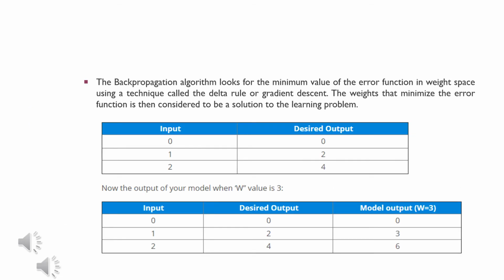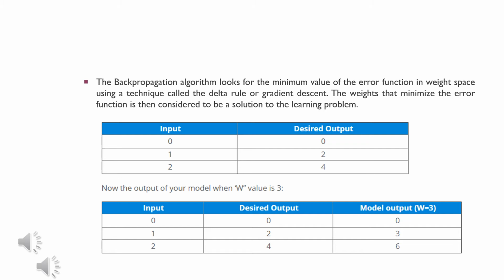Now, what is backpropagation? The backpropagation algorithm looks for the minimum value of the error function in weight space using a technique called the delta rule or gradient descent. The weights that minimize the error function are then considered to be a solution to the learning problem. Let us consider how it works with an example.